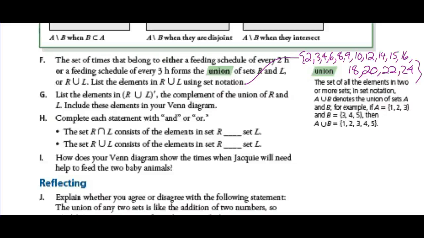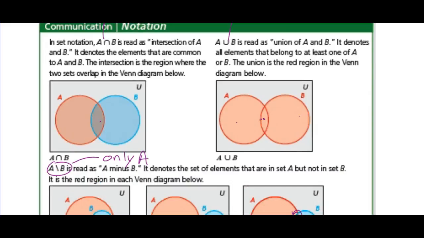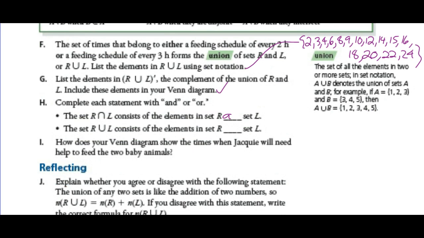Include these elements in your Venn diagram. Yeah, been there, done that. Complete the statement with and or or. Okay, I already defined that for you. So the set R intersect L consists of the elements in set R and then therefore by process of elimination.